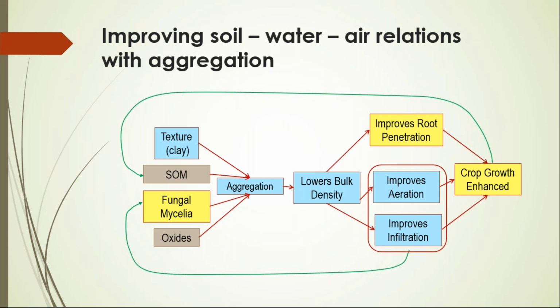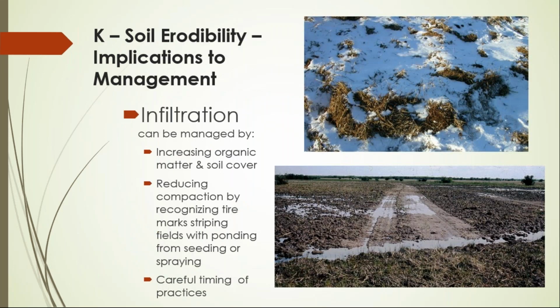Aggregation interacts with, as I mentioned, soil organic matter, texture, the microbes. It lowers the bulk density. There's an interaction with root penetration, improved aeration, and improved infiltration. So these factors are all integrated. They're not single isolated factors.